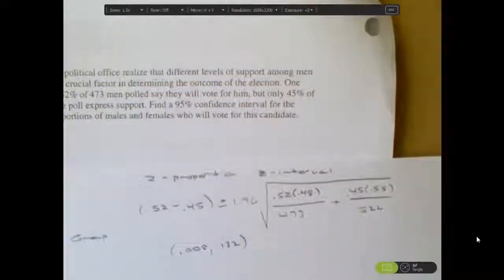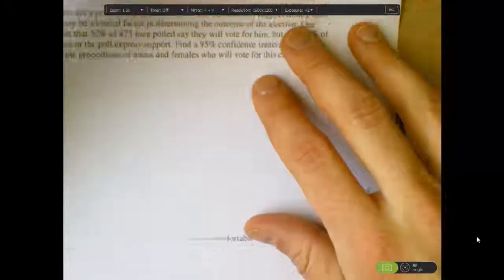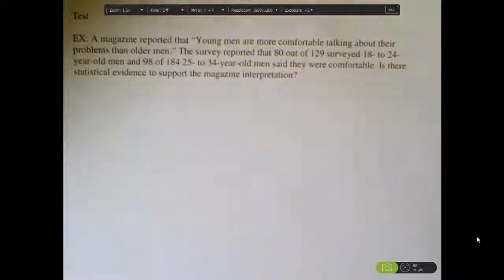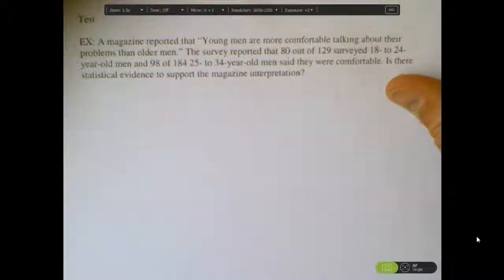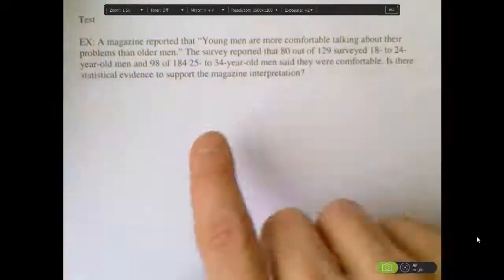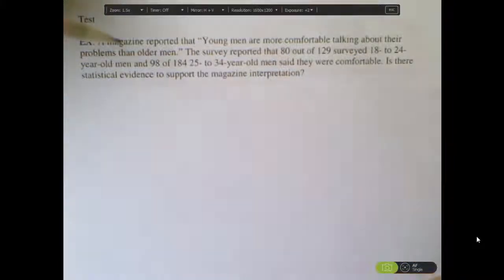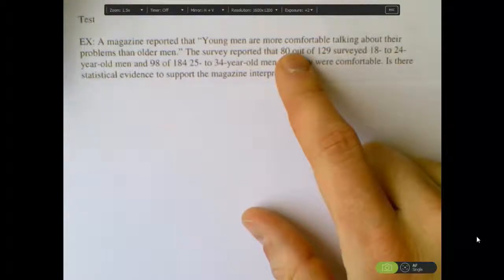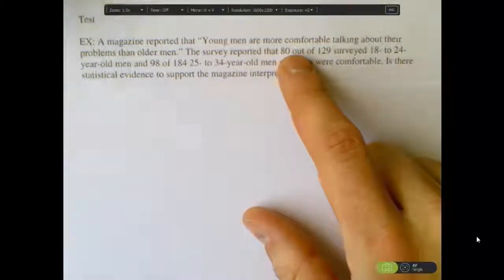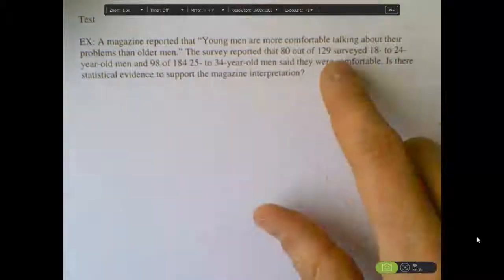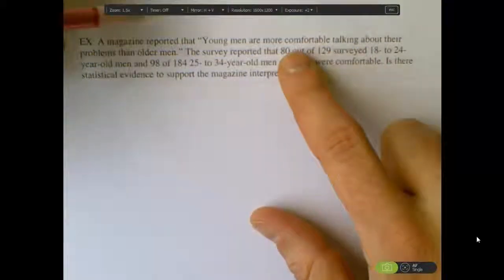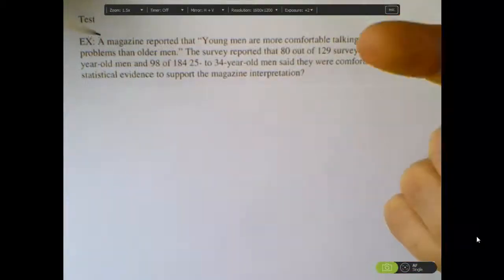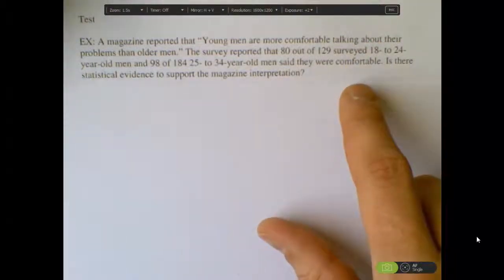So let's take a look at that 2-proportion z test. And this is a special test that you really need to remember because this is the only test for which we need to pool. So I have categorical variables. Basically, they're asking, are these men comfortable talking about their problems or not? So I have a categorical variable. I have 2 groups. I have young men and older men. I have just the one variable, multiple samples. Is there statistical evidence, meaning this is a test?